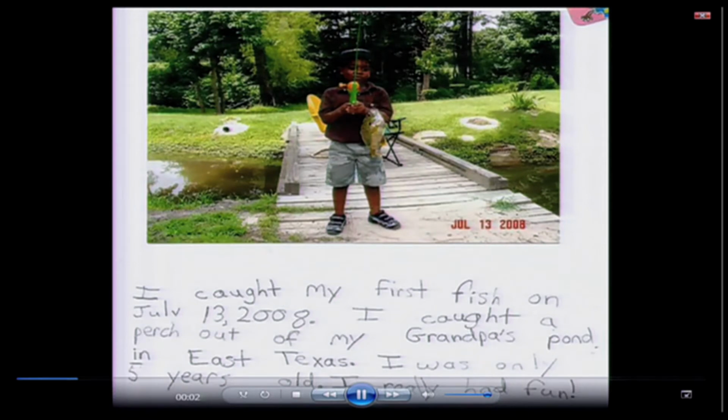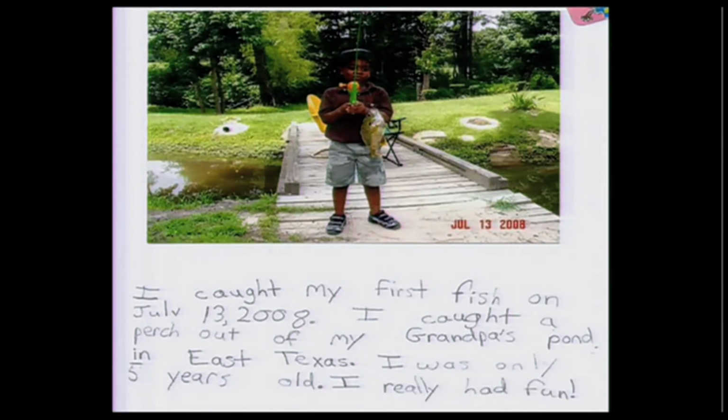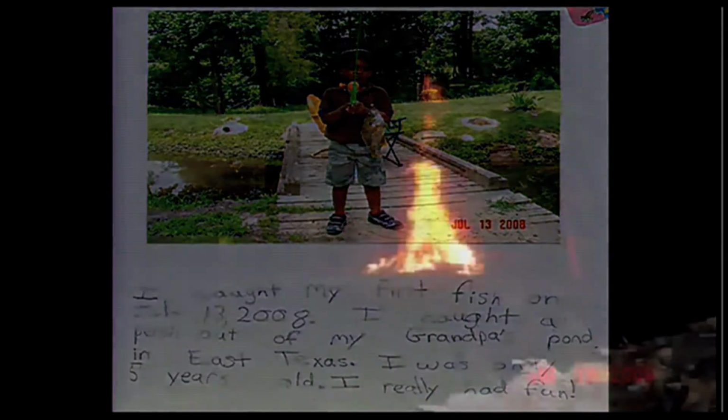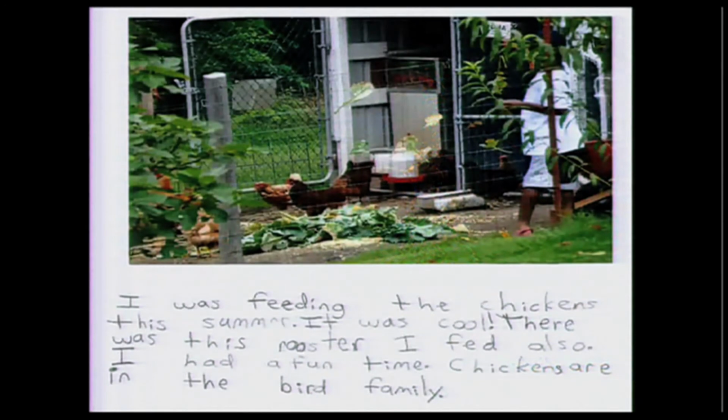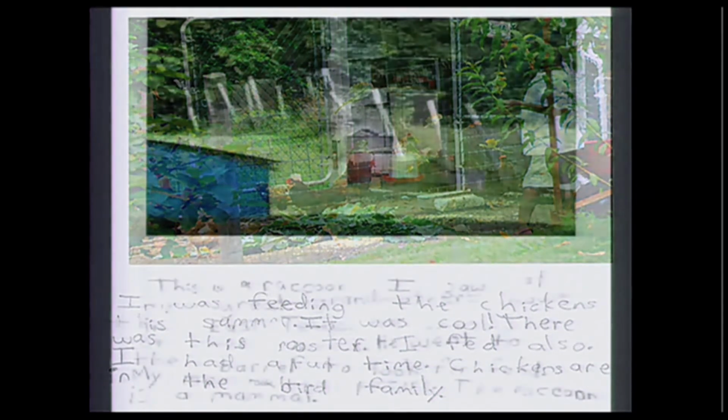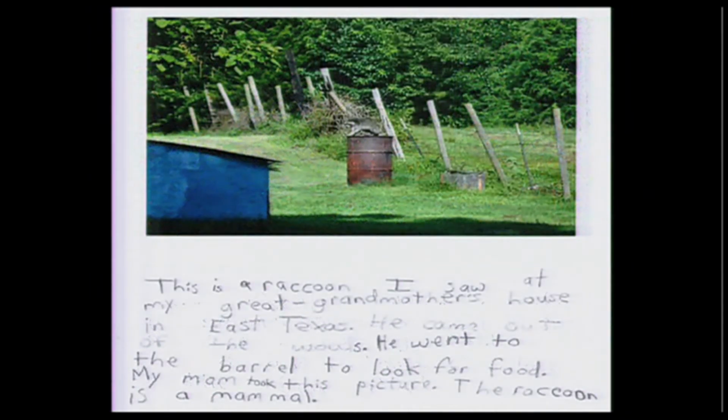I caught my first fish. My grandpa is awesome. He built me a bonfire. I'm feeding the chickens. Look at the cool raccoon.